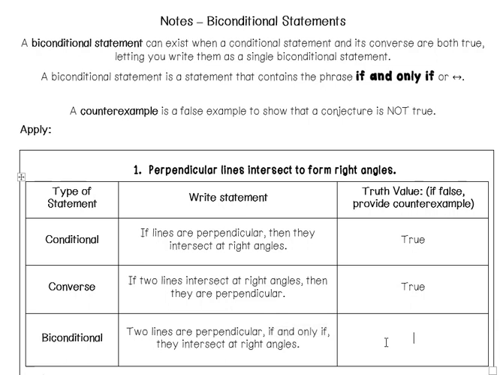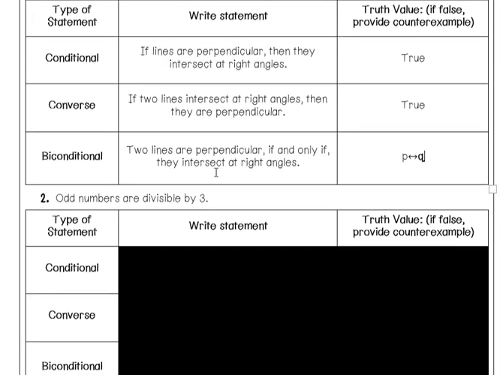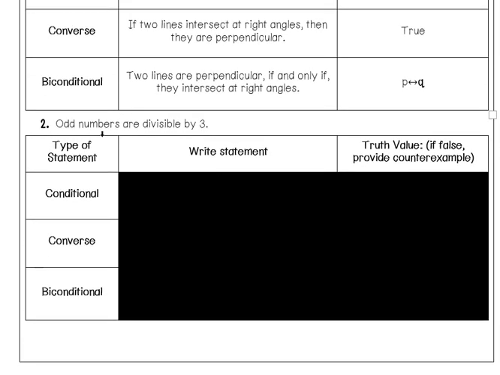We could also write this as P, then the double-sided arrow, and then Q. So P is true if and only if Q is also true. So they're kind of like going back and forth there where they have to both exist and be true for this to happen.